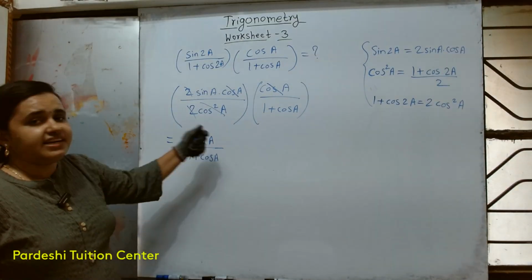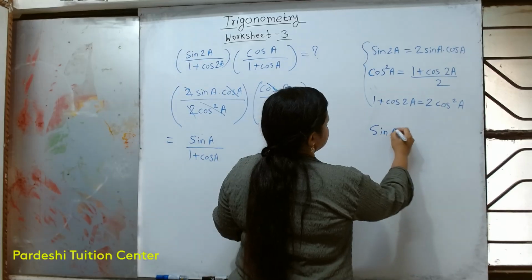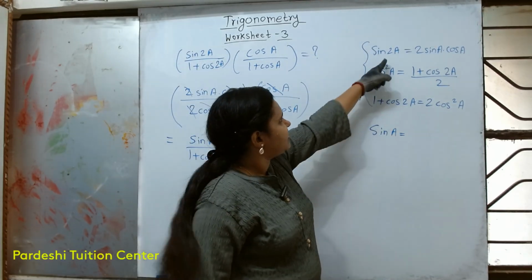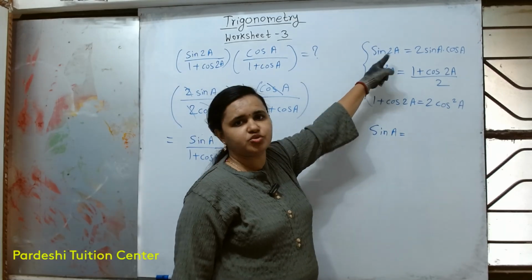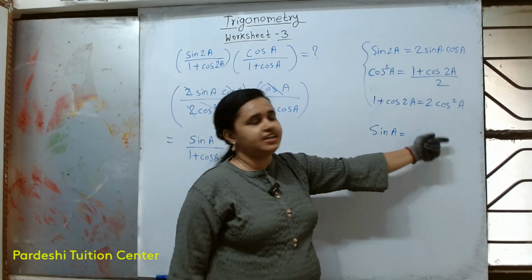Now sin A. From sin 2A we can calculate sin A, since the angle is half: here it was 2A, here it is A. So we can make the formula of sin A from this.